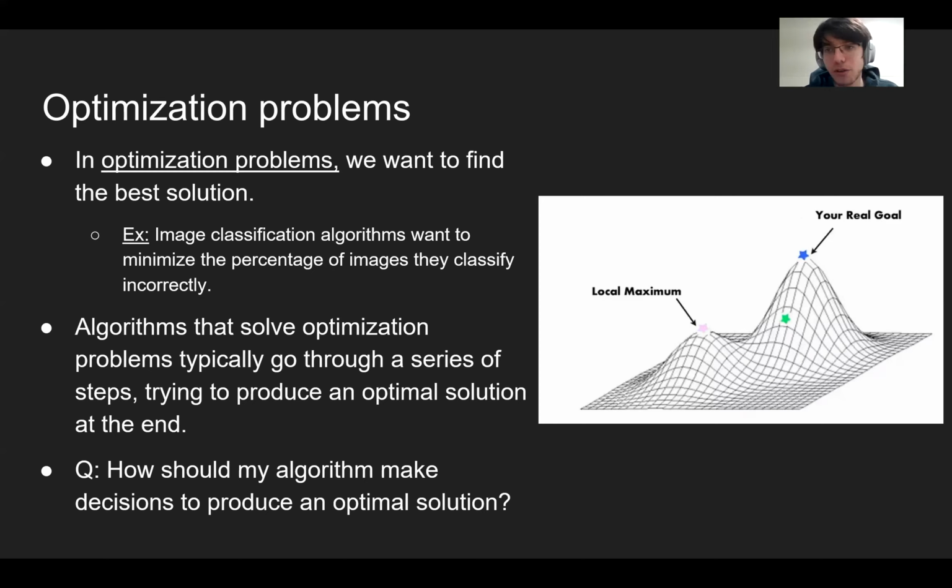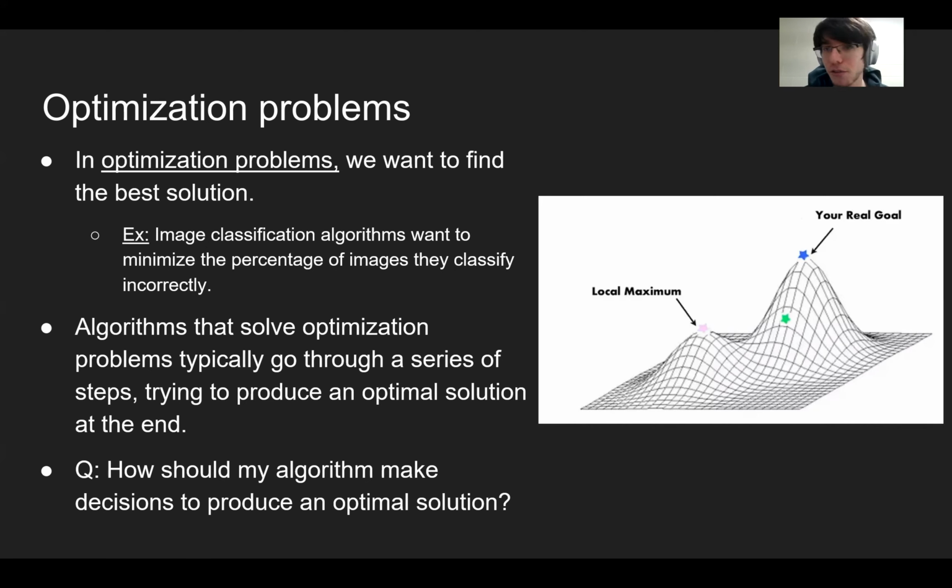So, optimization problems. In general, with optimization problems, you want to find the best solution. As an example, image classification algorithms want to minimize the percentage of images that classify incorrectly. So if you have maybe a machine learning model that classifies images, maybe you want to optimize based on the percentage of images classified incorrectly. So you want to make sure that you're choosing the correct image the most amount of time. So you're optimizing for that.